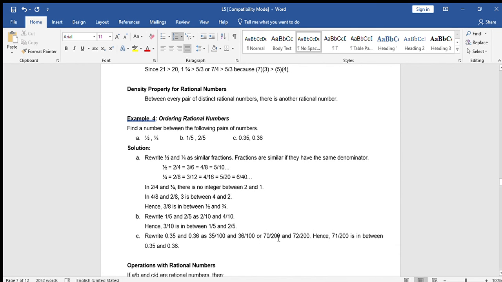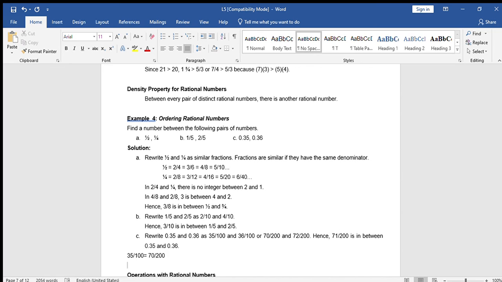Or we have here 70 over 200. How did we get 70 over 200? We add 35, the numerator, we add 35. So 35 plus 35 becomes 70. Right? Let's try. We have here 35 over 100 equals 35 plus 35, that is 70, over 100 plus 100, that's 200.